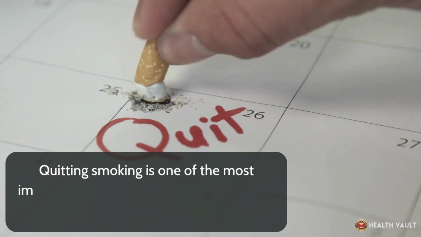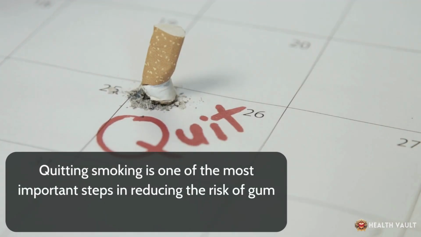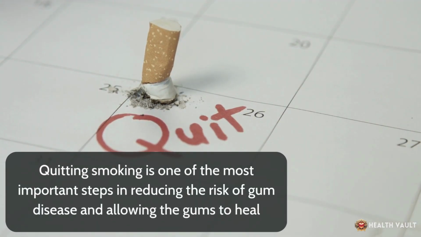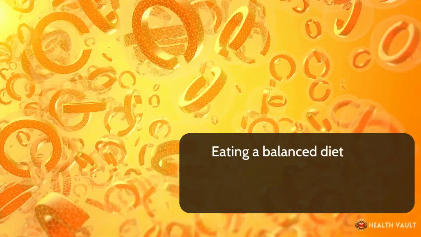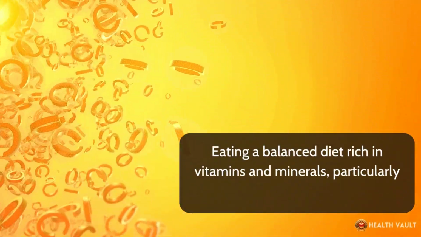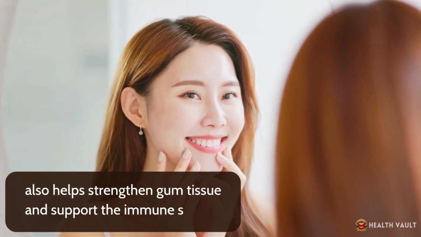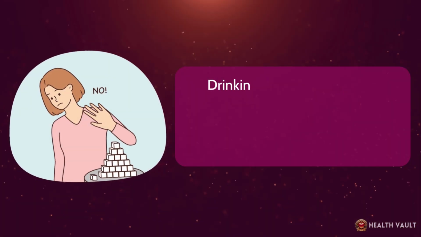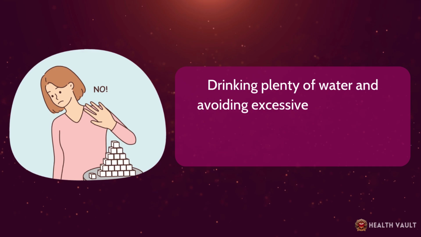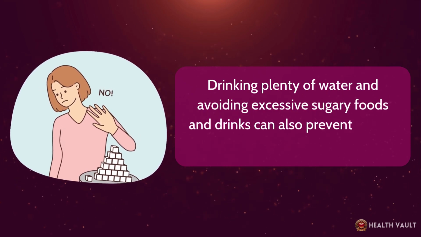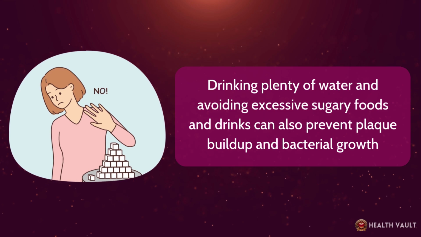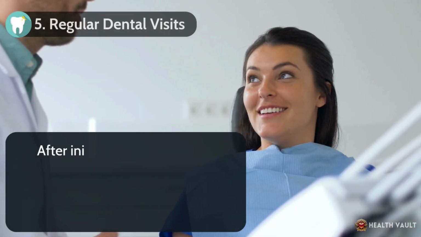Quitting smoking is one of the most important steps in reducing the risk of gum disease and allowing the gums to heal. Eating a balanced diet rich in vitamins and minerals, particularly vitamin C, also helps strengthen gum tissue and support the immune system. Drinking plenty of water and avoiding excessive sugary foods and drinks can also prevent plaque buildup and bacterial growth.